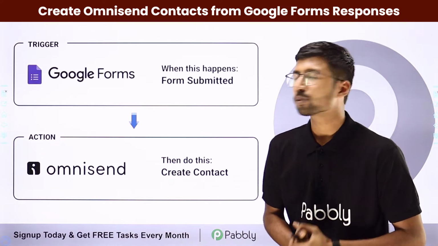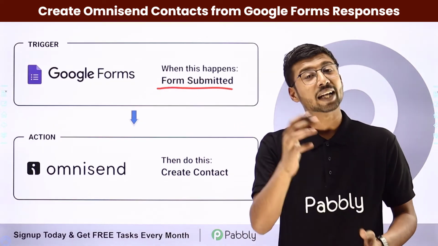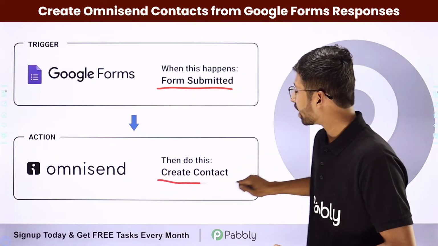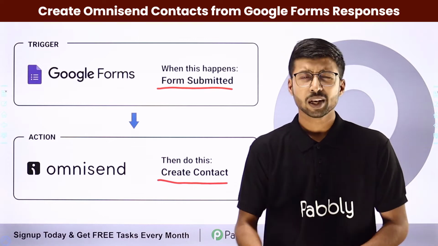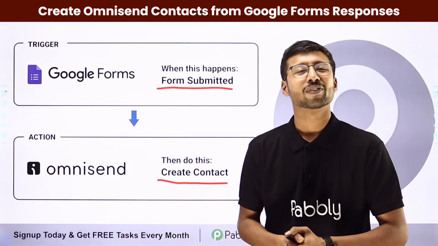So the trigger of this automation will be getting a new form submission, getting a new response in Google Form. And the action will be adding the same form submission data, the same user, as a new contact, as a new subscriber in Omnisend. Now guys, how can you set up this automation? To know this, you have to come with me to my screen.